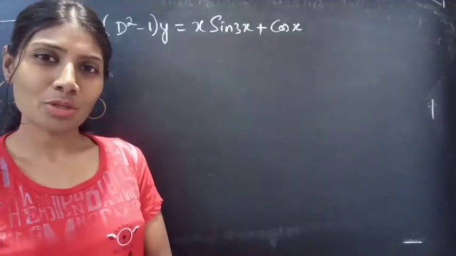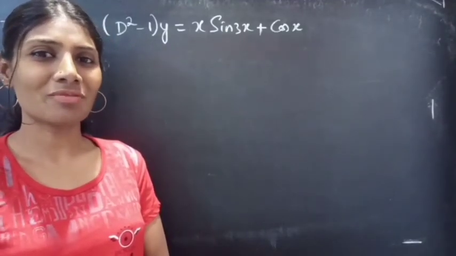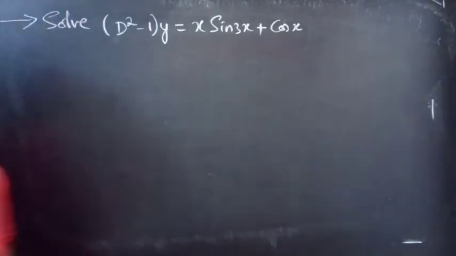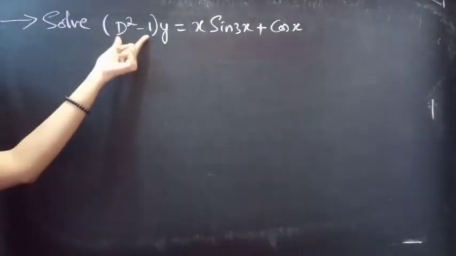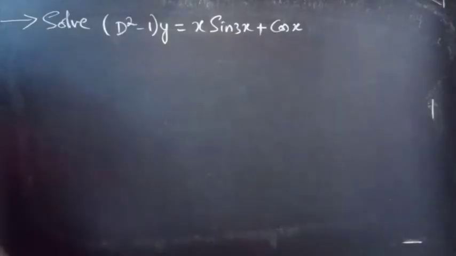In this video, we are going to solve a differential equation from higher order linear differential equation. So let's get going. Problem. Solve (D square minus 1) y equals x sin 3x plus cos x.